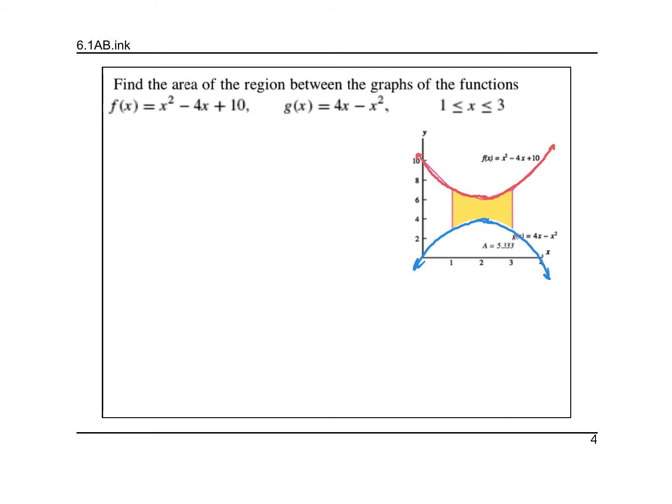So the question says, find the area of the region between the graphs of the functions f of x equals x squared minus 4x plus 10, g of x equals 4x minus x squared from 1 to 3. Sometimes the problems will be laid out exactly like this. Two functions, endpoint and a beginning point, right? An interval, a closed interval, and we're able to just set up our integral. Sometimes the graph is even provided, which can be really, really helpful.